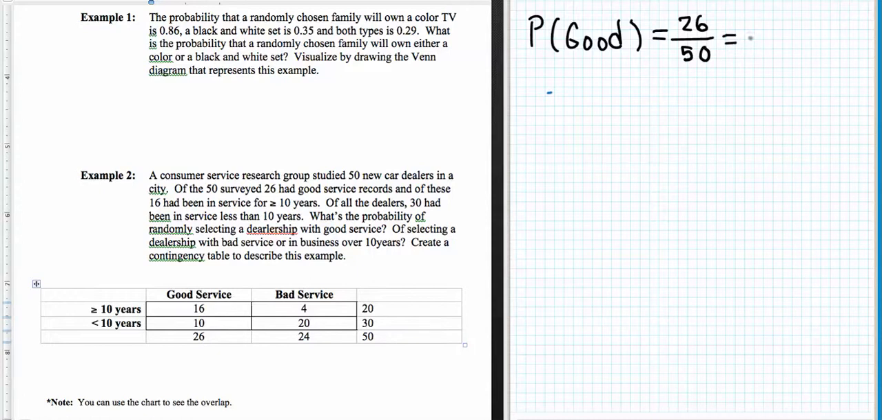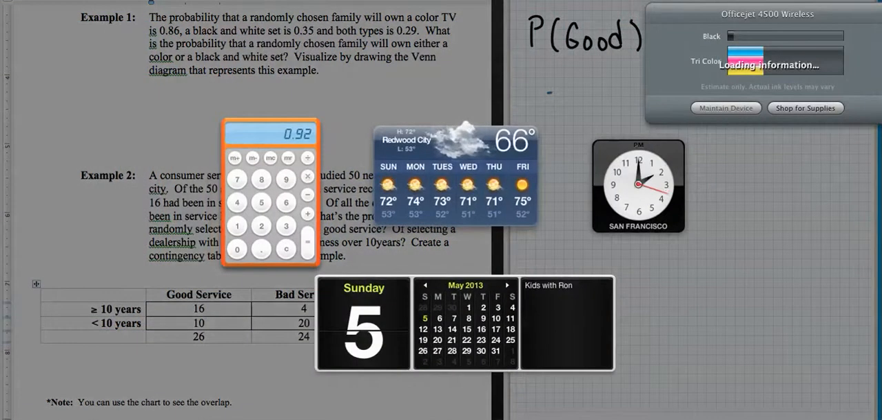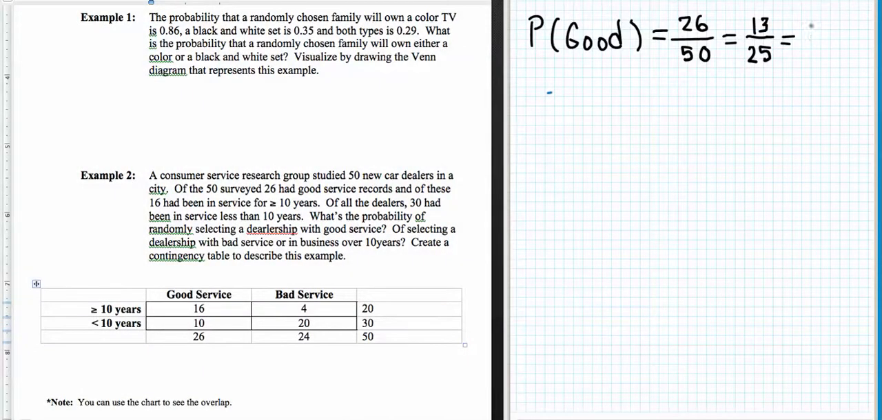Now, if I were going to give this as a fraction, of course, it would be reduced. Divide this by 2, divide this by 2, and I get 13/25. And then as a decimal, I'm going to get 13 divided by 25, and that would give me 0.52. So we have 0.52, and I'll put another 0 on there just so you see the 3 decimals, to stay consistent there. And that would be the probability of good service.